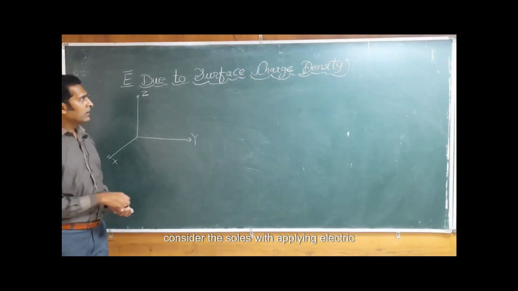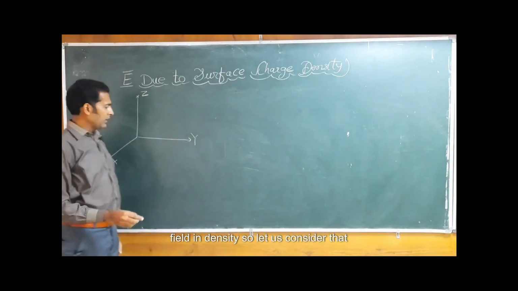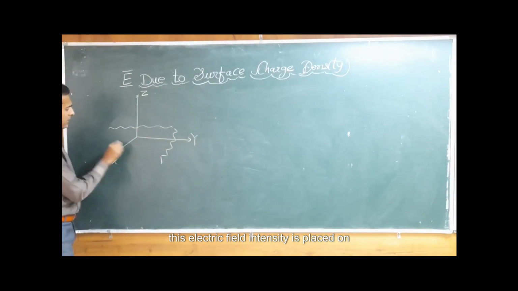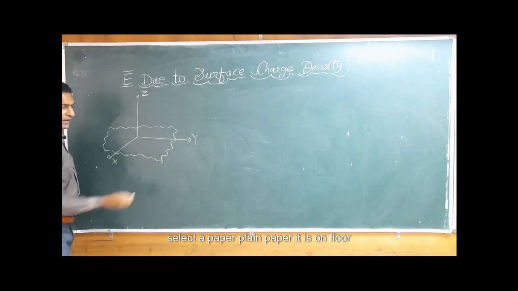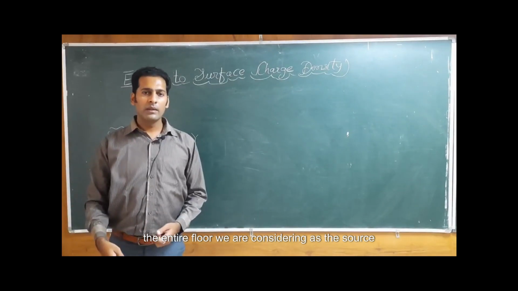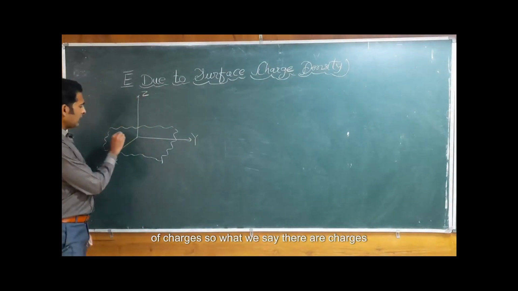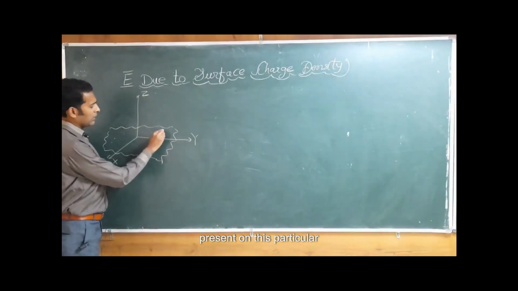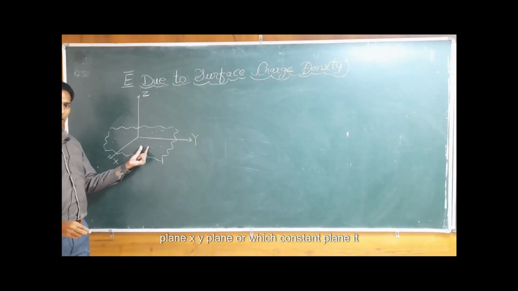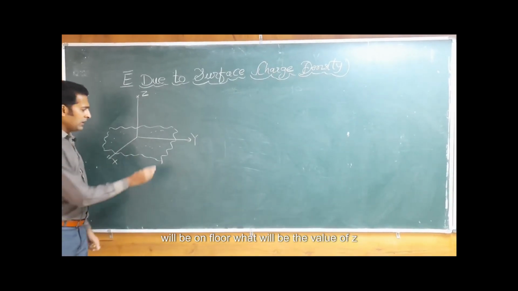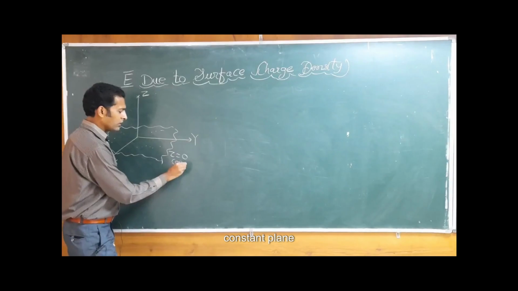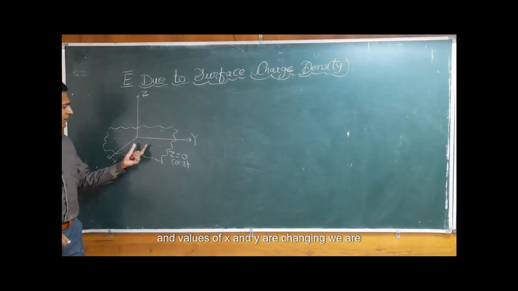Now we have to consider the source which is applying electric field intensity. So let us consider that this source is placed on the floor, like a plain paper on the floor. The entire floor we are considering as the source of charges. So there are charges present on this particular floor. Say this is the xy plane. Which constant plane will it be on the floor? What will be the value of z? The value of z will be 0. So it will be called the z constant plane, and values of x and y are changing.